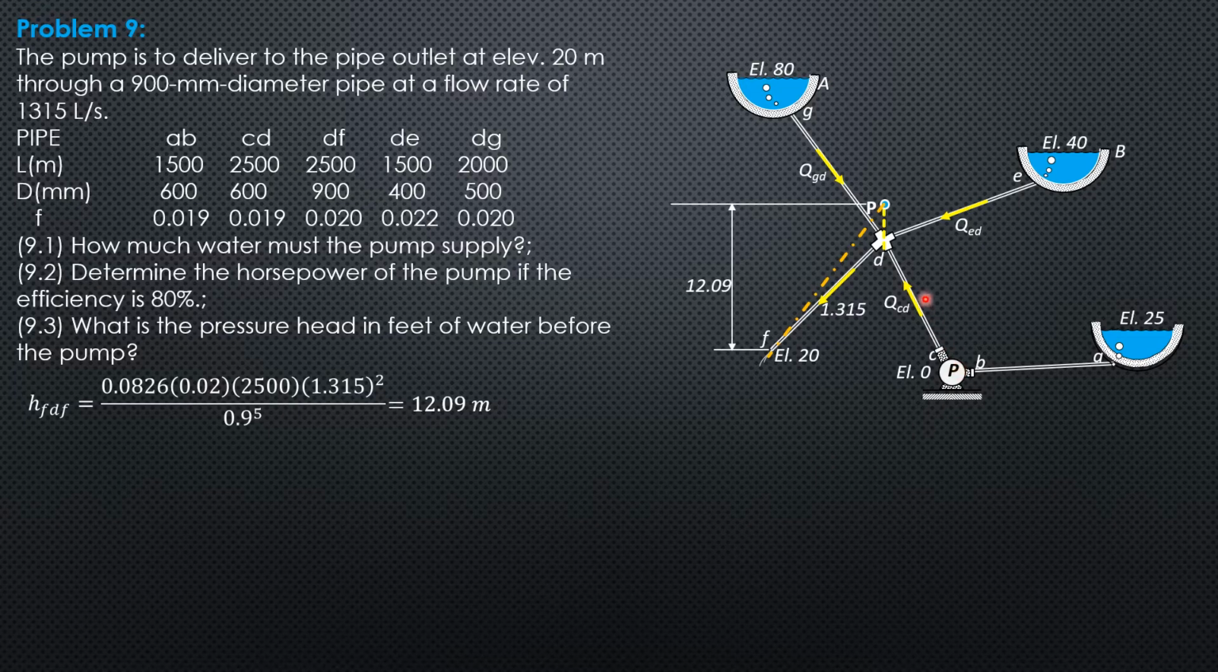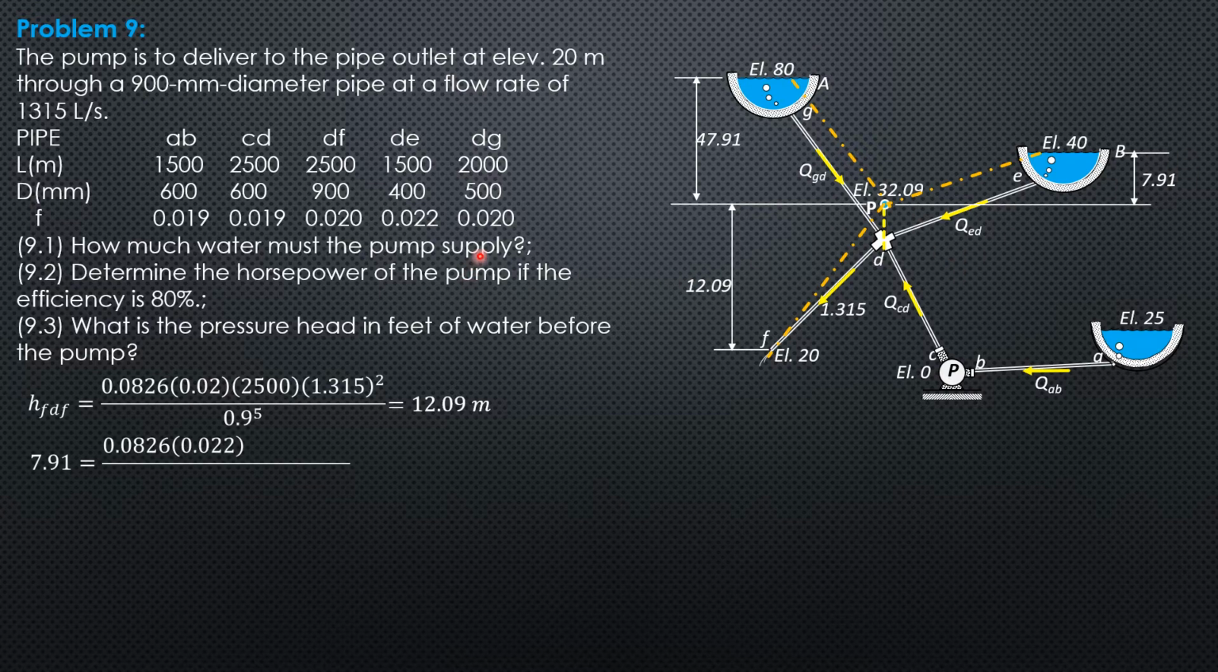And this is the discharge that this pump must supply to the system in that direction as well as for AB. QAB is equal to QCD because they are in series. So this is at elevation 32.09, elevation 20 plus 12.09. So head loss in ED is 40 minus 32.09. That's 7.91 meters. While the head loss in GD is 80 minus 32.09. That's 47.91 meters.